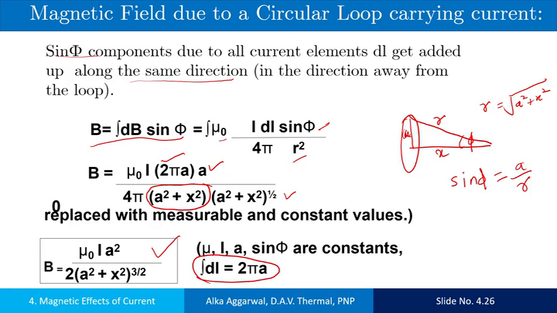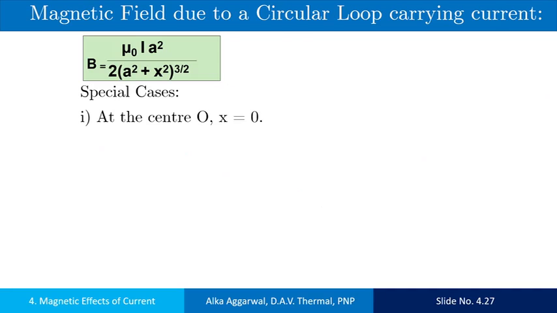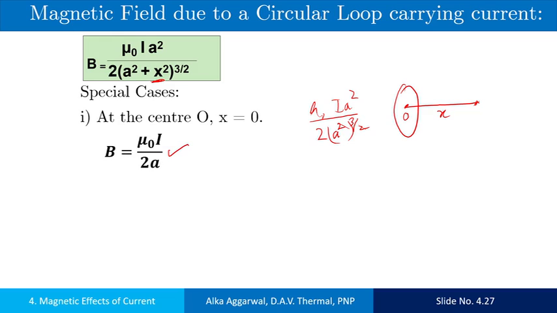Now the special cases. At the center of the loop, x is equal to 0. Now put the value of x equals 0 in this equation, and it will give you mu naught I a square upon 2 a square to the power 3 by 2. So the expression which is left is mu naught I upon 2a.